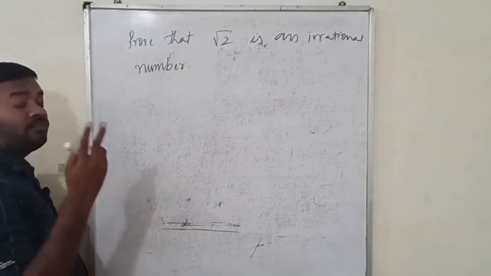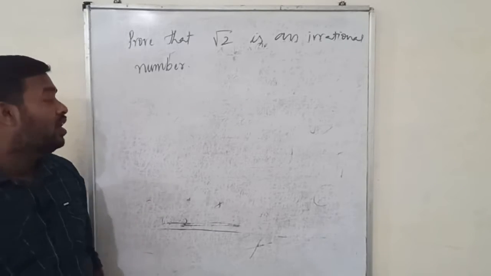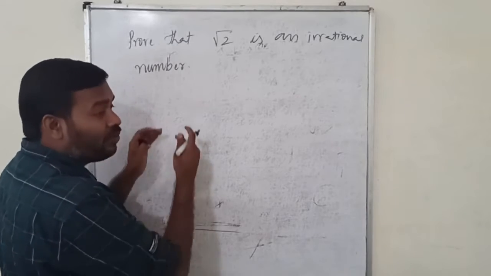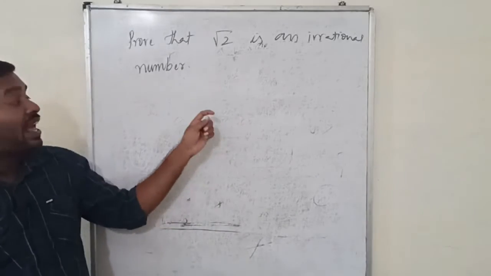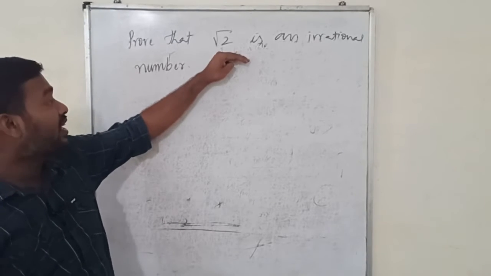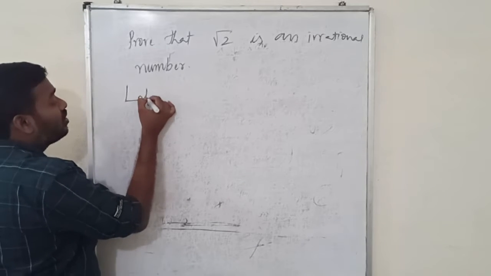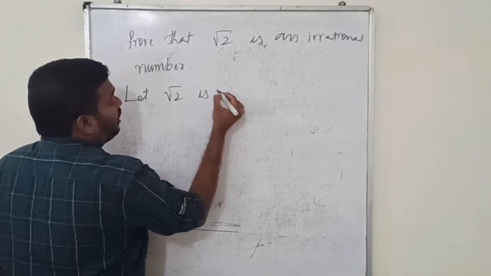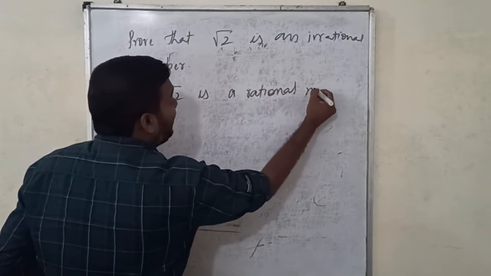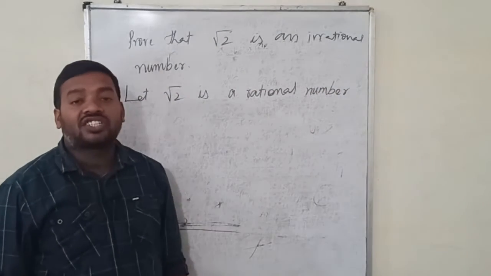In mathematics, we have two types of proofs, that is, one is direct proof and the other one is indirect proof. Direct proof is a proof where we take the given statement and prove that statement as it is. In indirect proof, we consider the negative of this statement, that is, root 2 is not an irrational number. Let us consider that square root of 2 is a rational number, which is not irrational, is rational.